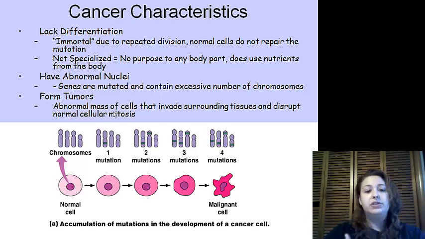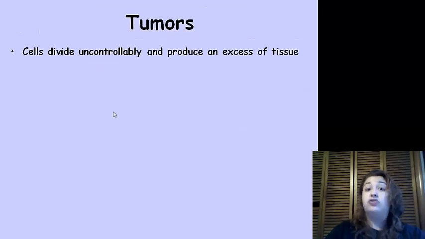In forming tumors, an abnormal mass invades the surrounding tissues and disrupts the normal cellular mitosis. They take away nutrients, they take away space, and they don't allow the other cells around them to actually function. Tumors, cells dividing uncontrollably and produce an excess of tissue.